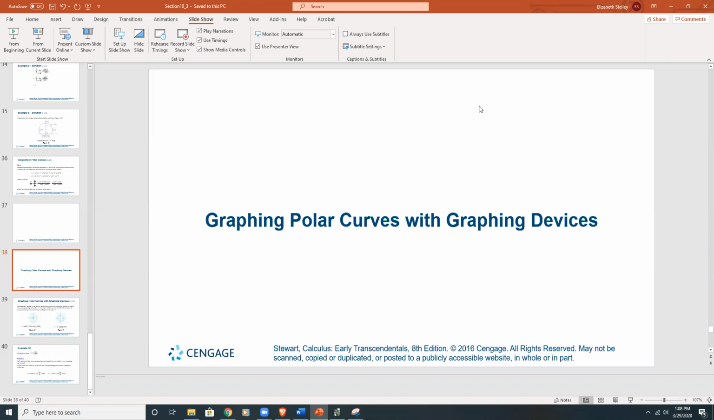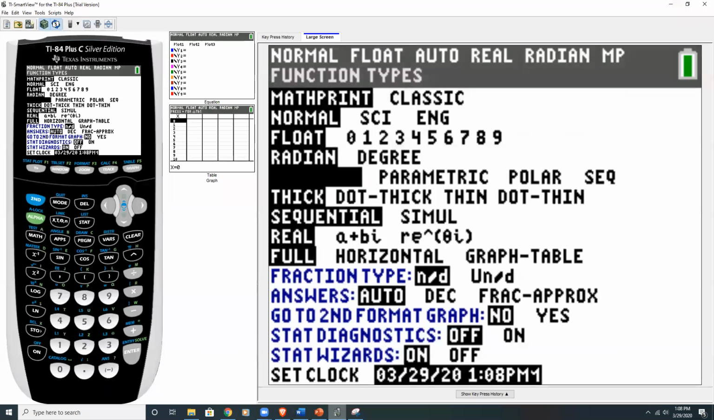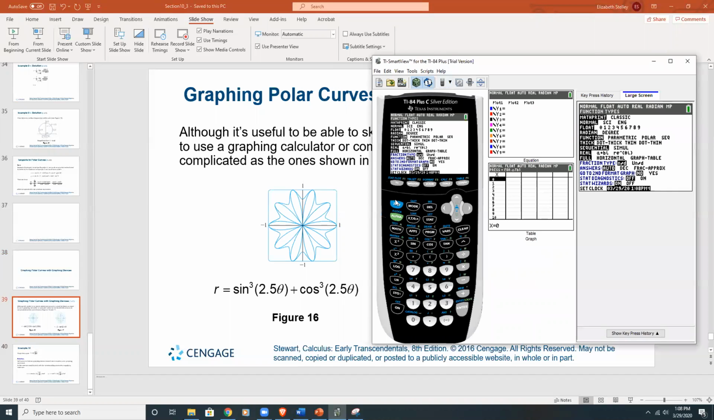So again, the last part of this section is graphing with your calculator. So we're just going to go ahead and try to graph a couple of these. Now I know this PowerPoint slide already shows you what it looks like, but I still want us to try it on the calculator so you can watch how the curve gets traced, just like we did with parametric curves. So I have an emulator, and I'm going to move it over to the side here so I can type in our equation.